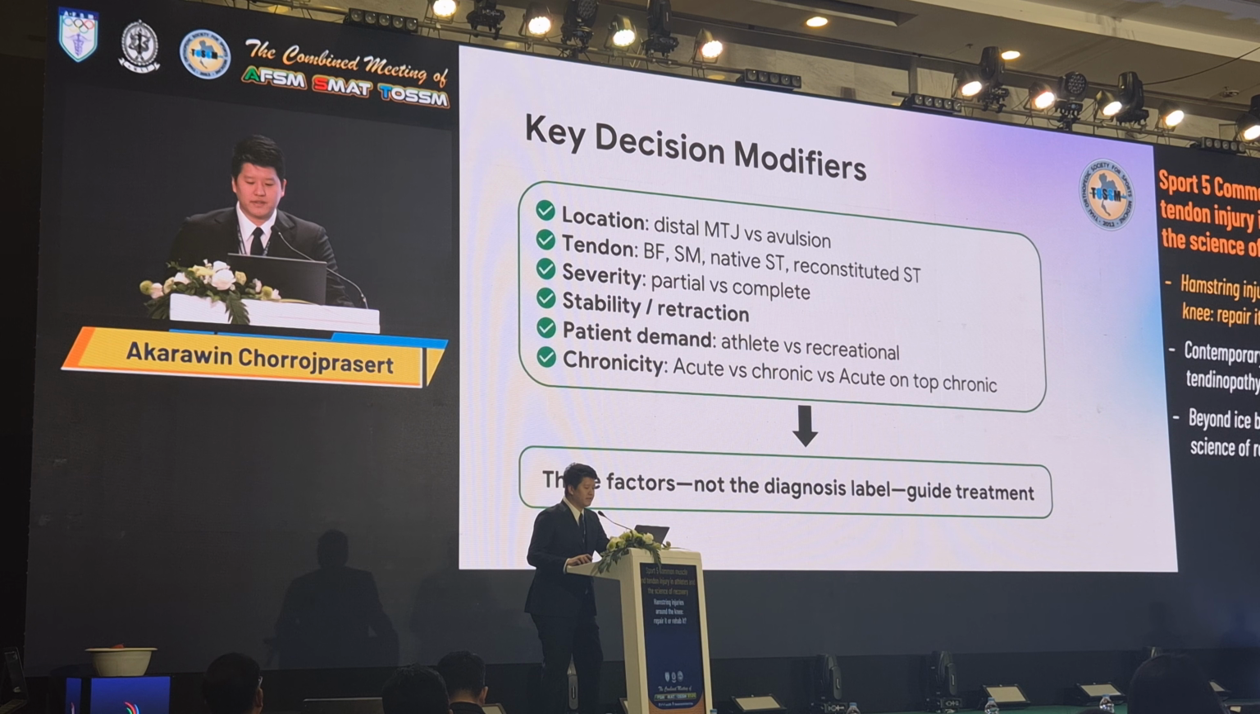Several factors consistently guide our management. These include the injury location, the specific tendon involved, severity, stability, and retraction, patient demand, and also the chronicity of the injury. These factors should guide our management decision, rather than treating all injuries uniformly just by the diagnosis of distal hamstring injury.